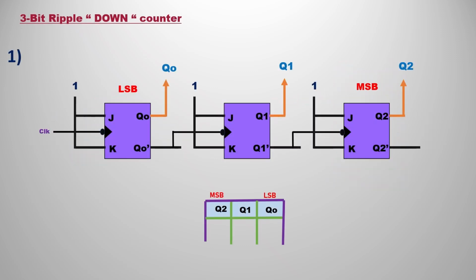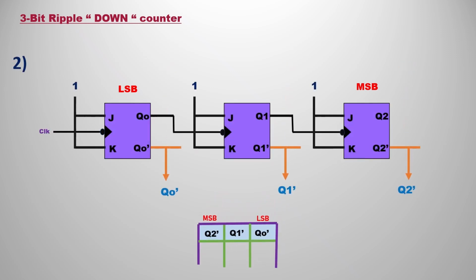In the down counter, we have two methods to do that. The first method is to take the outputs from Q0, Q1, Q2, the same outputs, as the main outputs. But the clock is passed from Q0 bar to the next flip-flop, and Q1 bar is passed as the clock to the following flip-flop. In this way, by changing only the outputs and the clock, we can manipulate our down counter. This is the first method down counter, taking outputs as they are. You can also represent it in the truth table as Q2, Q1, Q0, with MSB as Q2 and Q0 as LSB.